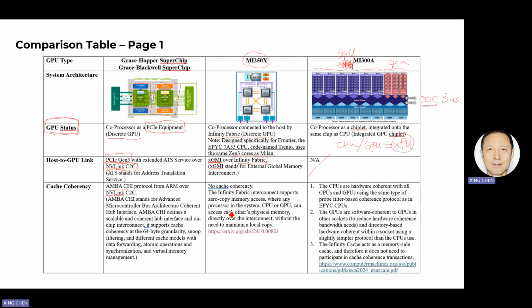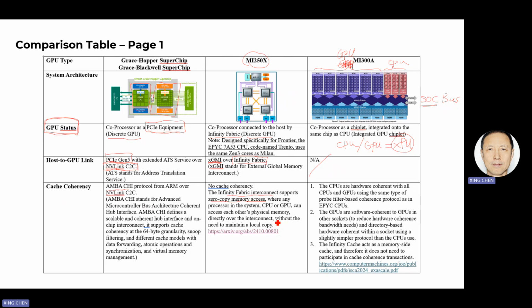But here for MI250X, the fact is that there is no cache coherency. So the Infinity Fabric interconnect supports zero copy memory access, where any processor in the system, the CPU or the GPU, can access each other's physical memory directly over the interconnect without the need to maintain a local copy. That means they don't need to maintain a local copy. Basically, if you have a local copy, that should be in the cache. If they have no cache, there is no cache coherency.